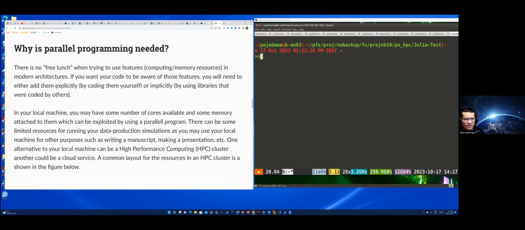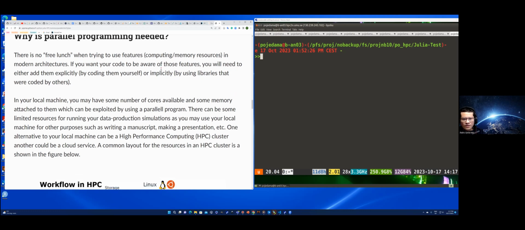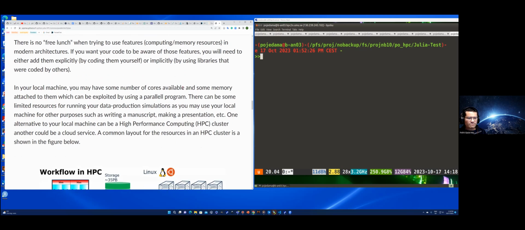So you can write these features explicitly by coding them yourself, or implicitly by using some libraries. Some people are not aware that, for instance, most of the linear algebra libraries already have some parallelism, and this parallelism can be activated by external variables.